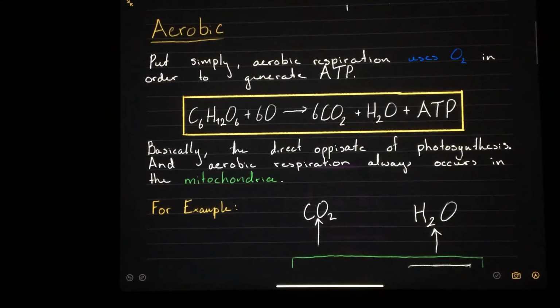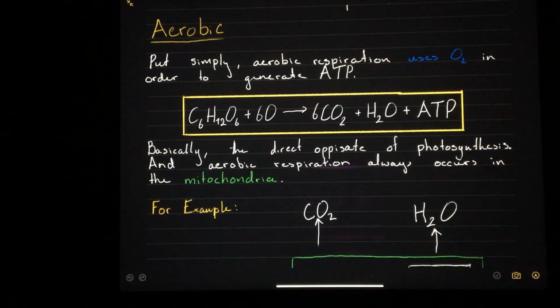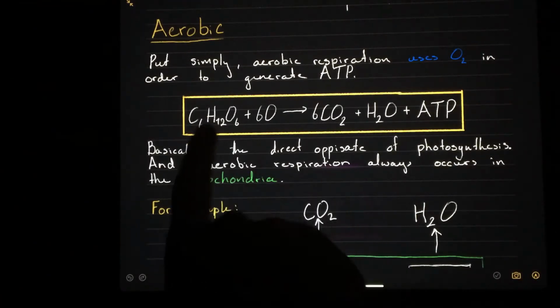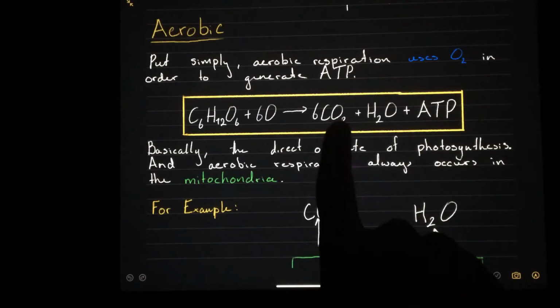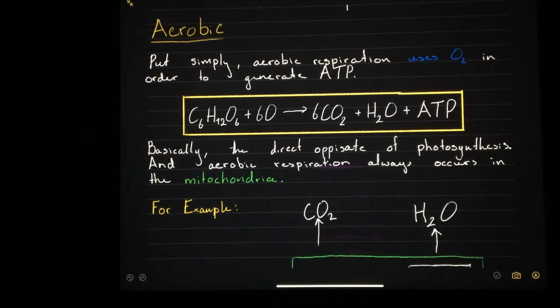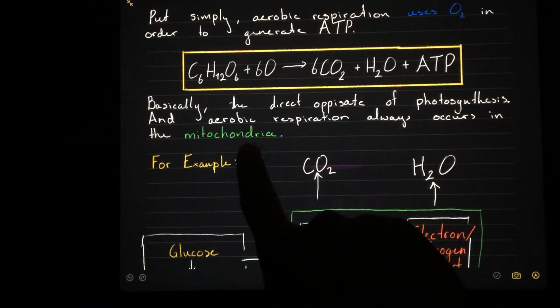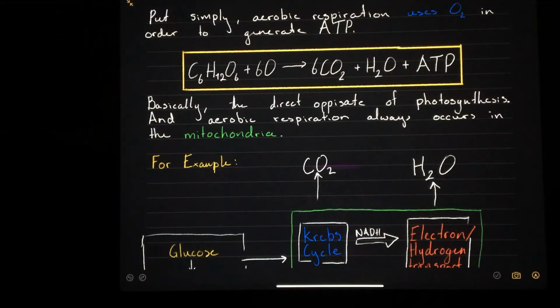Put simply, aerobic respiration is the generating of energy via the use of oxygen to make ATP. You will have to memorize this formula. It's not too complicated. This is glucose combined with oxygen makes carbon dioxide, water, and ATP. ATP being the energy. All of this happens in the mitochondria. You can envision the mitochondria as the powerhouse of the cell.